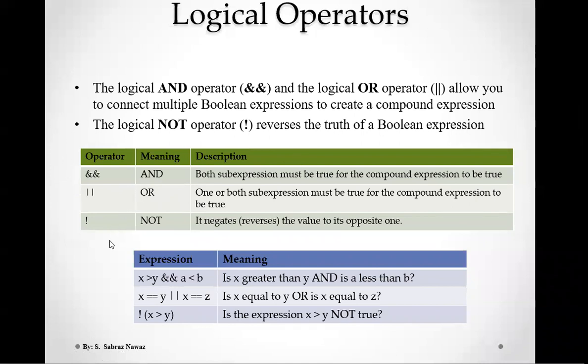The next one is OR, that is the pipe character, bar character or pipe character. Which means if either one of the conditions is true, the code within this if clause will be executed. The next one is NOT, which negates, which means the reverse of this, right? If it is true, then not means it is not true, right?